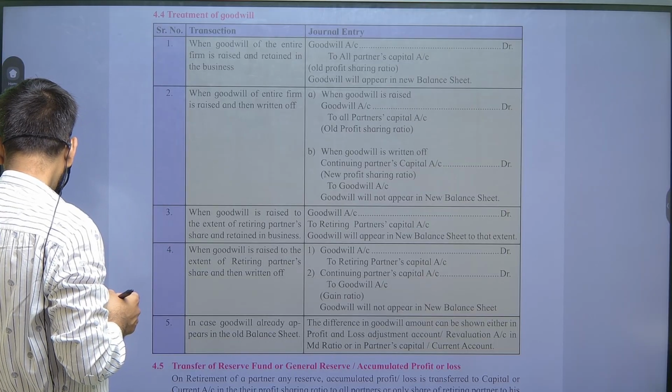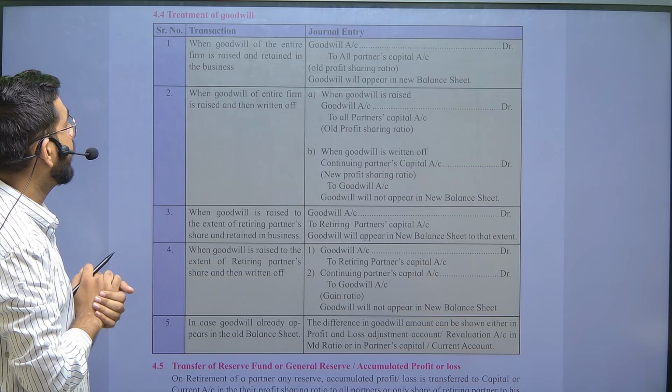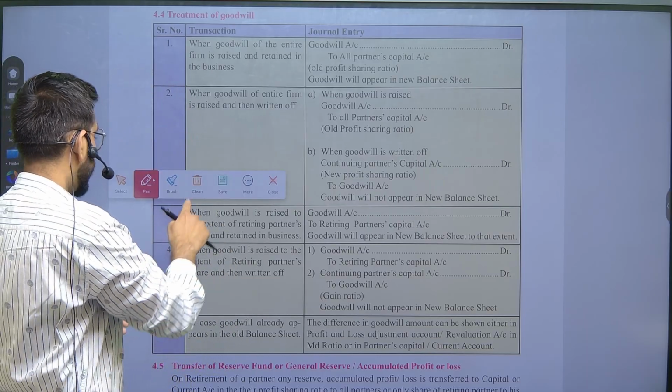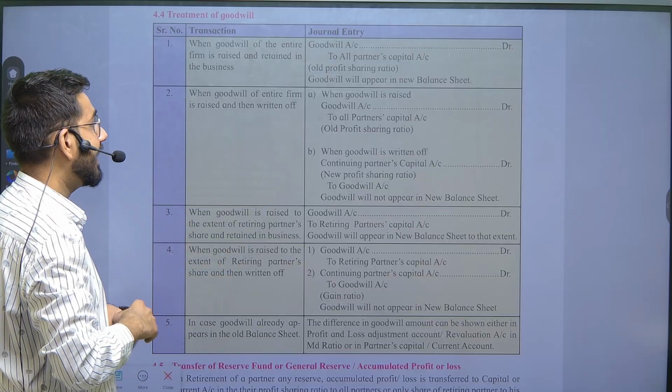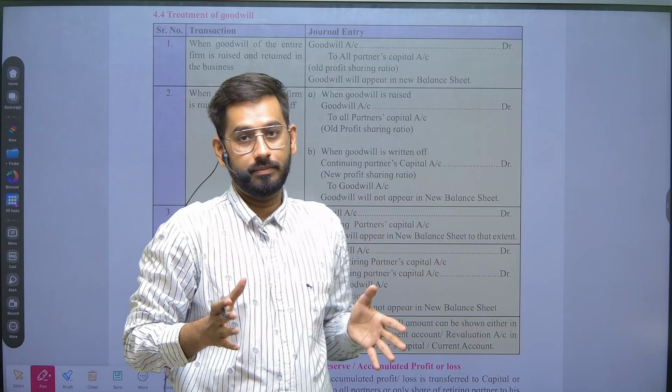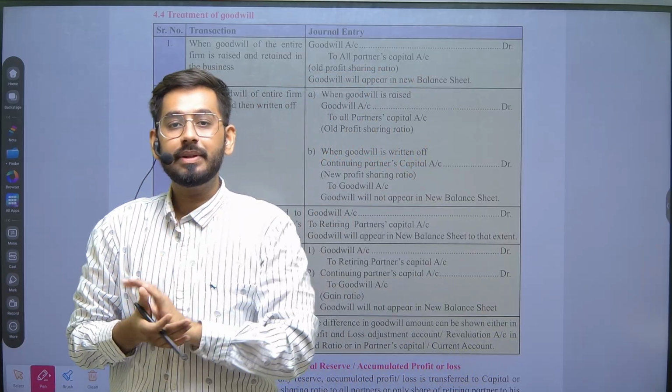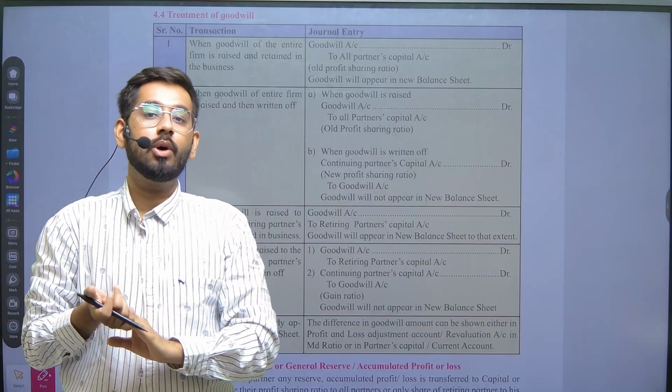Case number 1, that is goodwill of the entire firm is raised and retained in the business. It is like the goodwill of all the firm. Goodwill of all the firm will be retained in the business after retiring of the partner.